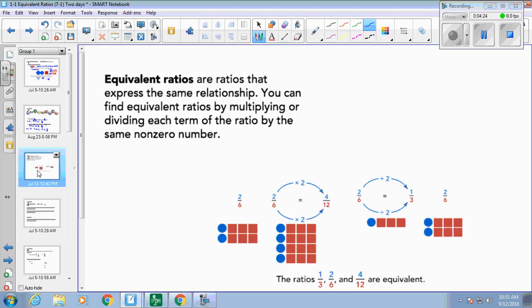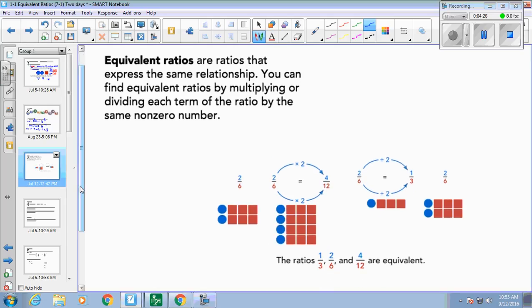We have some more vocabulary on the next page. Now this time we're talking about equivalent ratios. Equivalent ratios are ratios that express the same ratio, hence the word equivalent. Equivalent meaning equal and then same. You can find equivalent ratios by multiplying or dividing each term of the ratio by the same non-zero number.